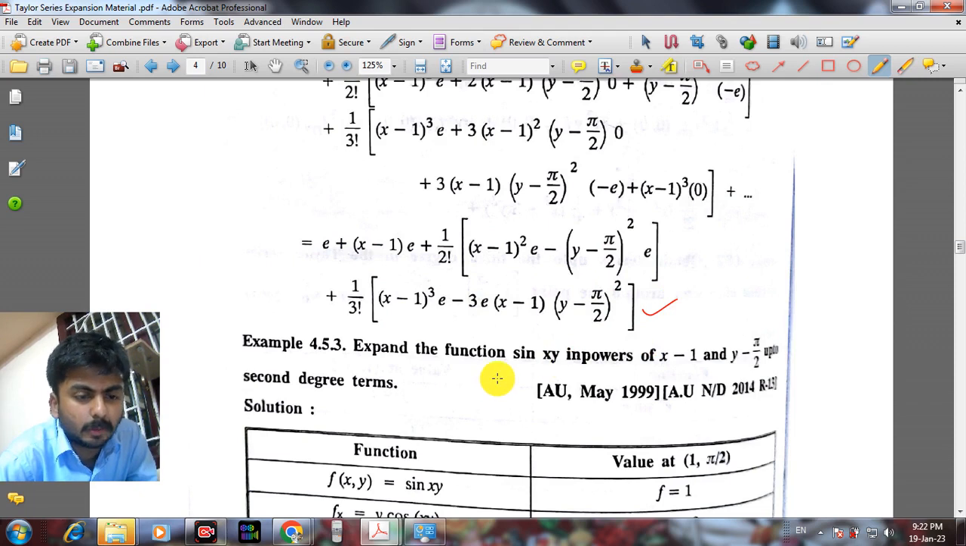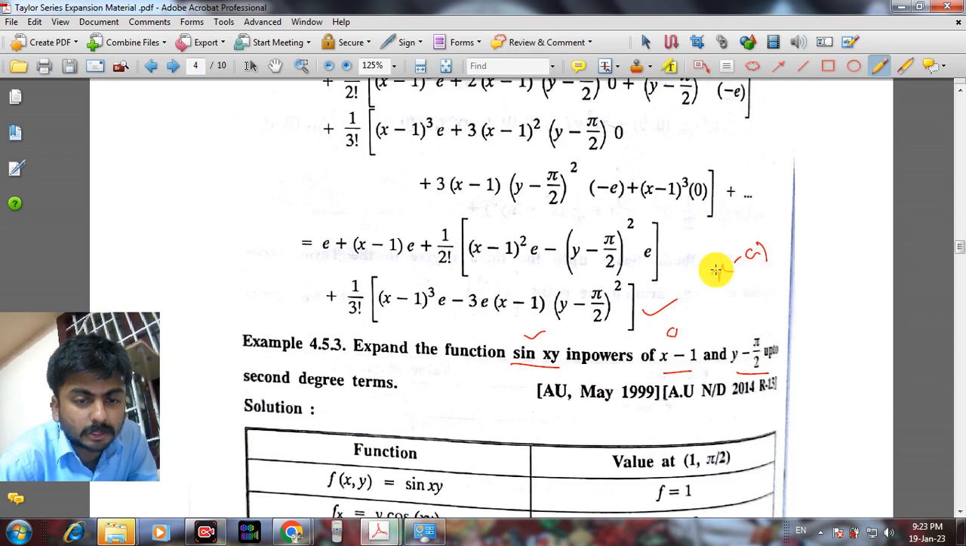Now you are having another function, sin xy. So inside the angle there is a product, so sin xy is also a function of x comma y. For this function we want to find the Taylor series expansion about the points, about the powers of x minus 1 and y minus pi by 2, that is x minus a.